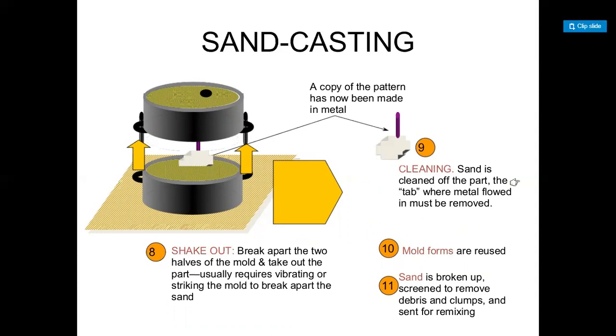Okay. So shake out. The eighth step is shake out, which means breaking apart the two halves of the mold and taking out the part. It usually requires vibrating or striking the mold to break up the sand. So this process is done after cooling, to shake the two boxes. Why? Because the sand has a very high temperature and it should be cooled to room temperature.